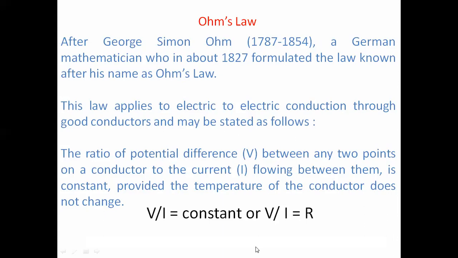I think all of you know this one. V is equal to I into R. V is the voltage, I is the current, and R is the resistance. So the product of I into R gives the voltage. Similarly, V by I gives R.